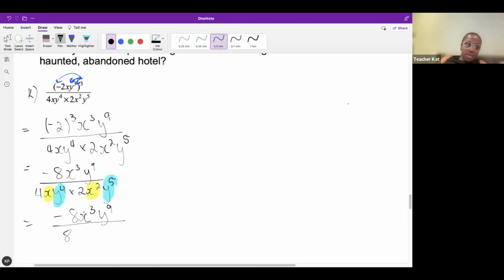Okay, we have x's and we have y's. X to the power of what? Remember, we are adding our exponents because we are multiplying. 3, and y to the power of what? Remember, we're adding exponents. This was a 4 and this was a 5. So it's y to the power of 9. All right, we're done with our numerator.